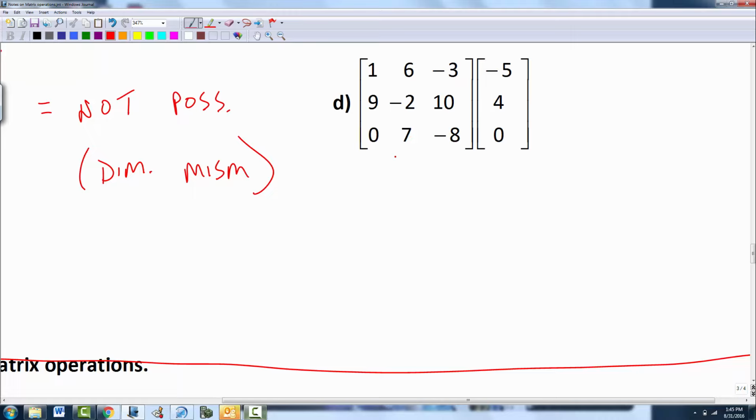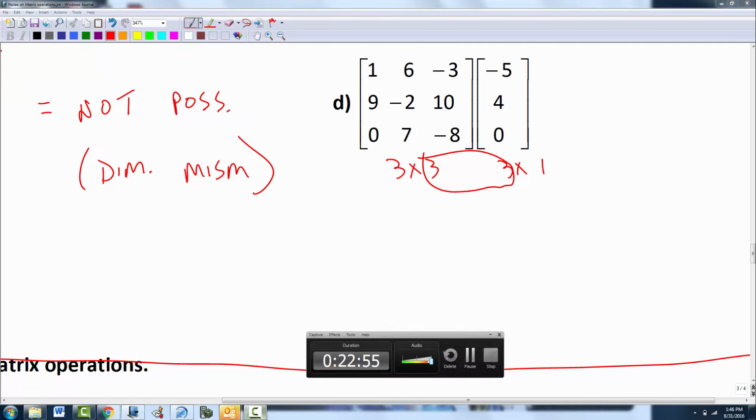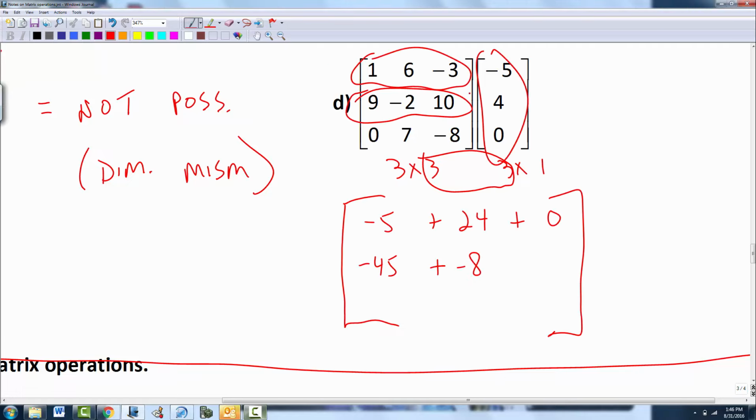By the way, what is the dimensions of this? 3 by 3. What's the dimensions of this? It is 3. May I proceed? What are the dimensions of the answer? 3 by 1. You should double check that before you go on. Offline, we'll actually do it, and then you'll see the.